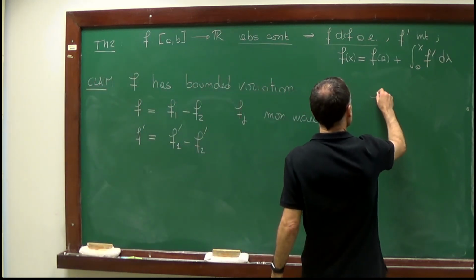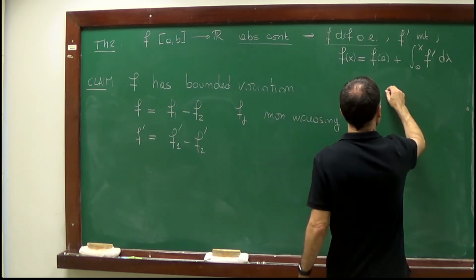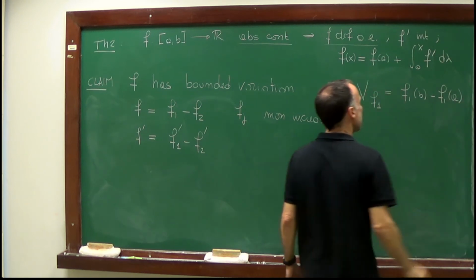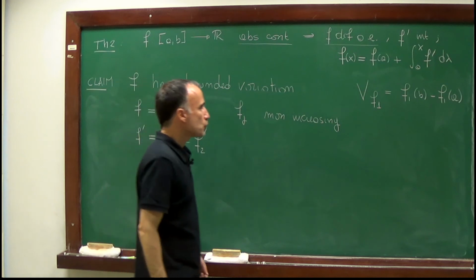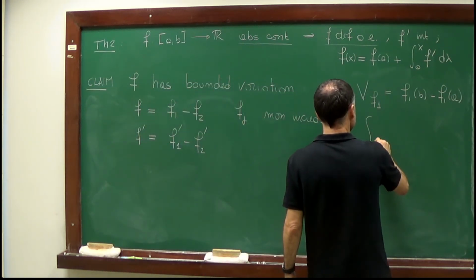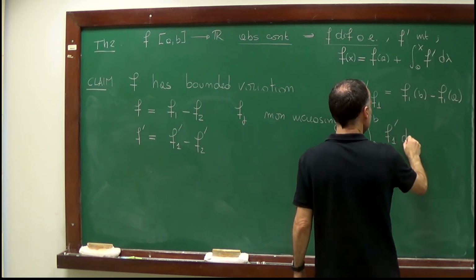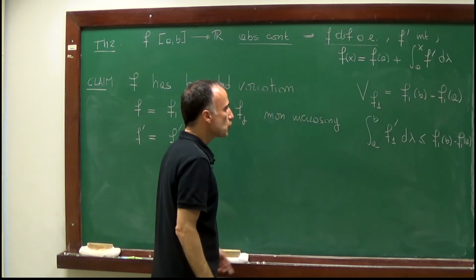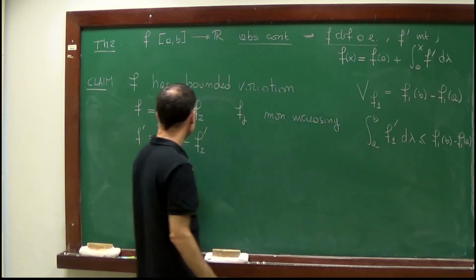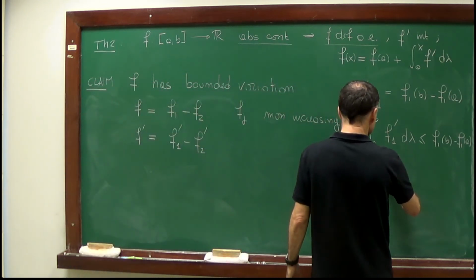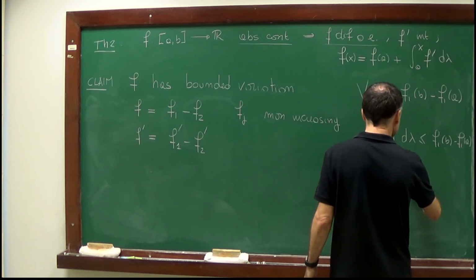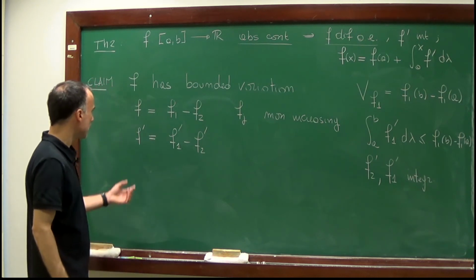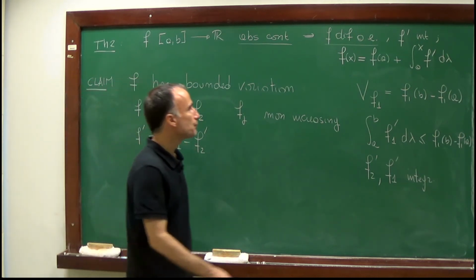What is the total variation of f1? The total variation of my function f1 in the interval [a,b] is just f1(b) minus f1(a), right? So this is bounded, and we know, because we proved it, that the integral of f1 prime d lambda is bounded by f1(b) minus f1(a). Right? So f1 prime, which is non-negative because f1 is monotone increasing, is integrable. And the same thing for f2 prime. So f2 prime, by the same reasons, is integrable. And therefore f prime, which is the difference of two integrable functions, is integrable.